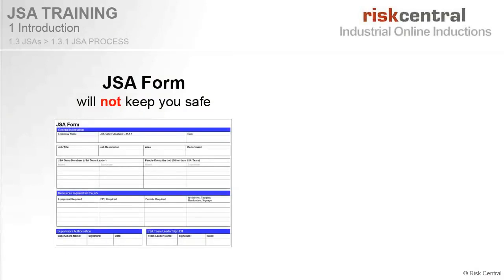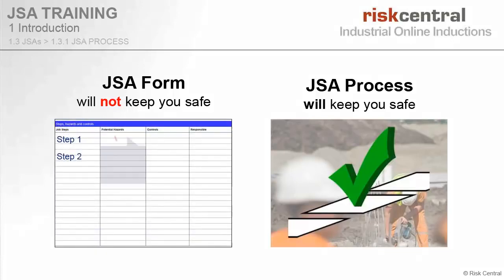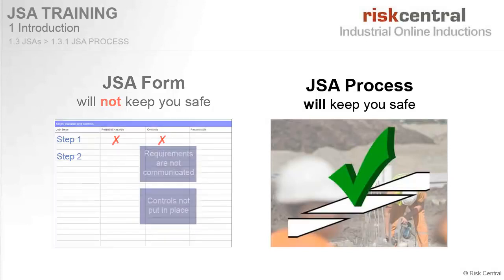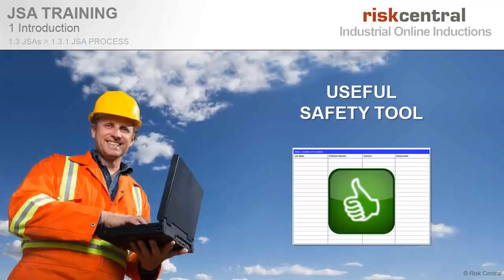It's important that you understand it is not the JSA form that will keep people safe on the job, but rather the process you go through to develop the JSA. It's of little value to identify hazards and devise controls if important hazards are missed, if controls are not appropriate, if requirements are not communicated, or if the controls are not put in place and maintained. The process is much more important than the piece of paper that documents the process. A well-developed JSA used properly is a useful safety tool.